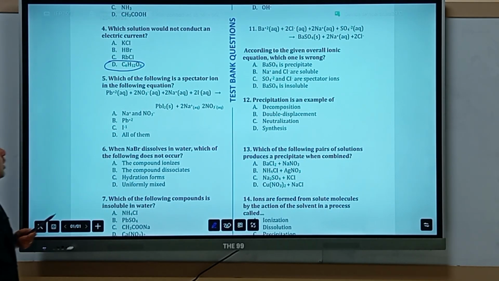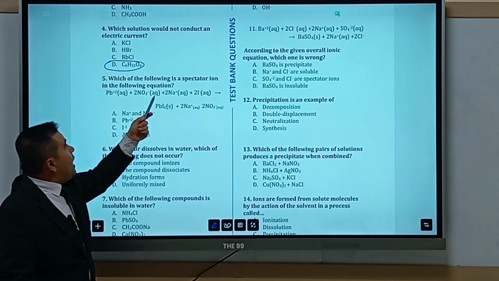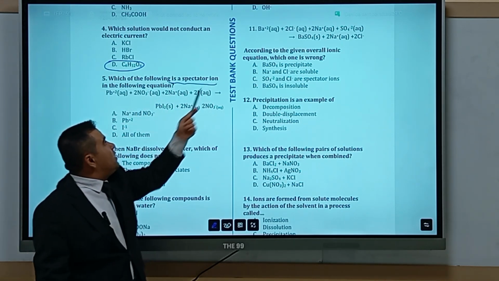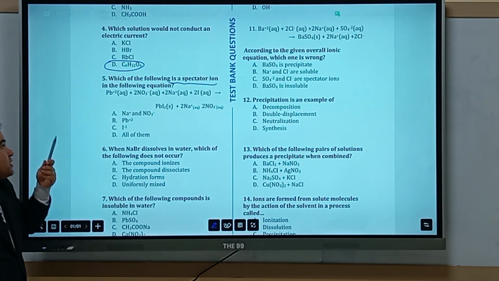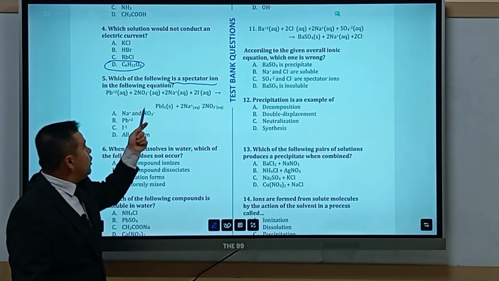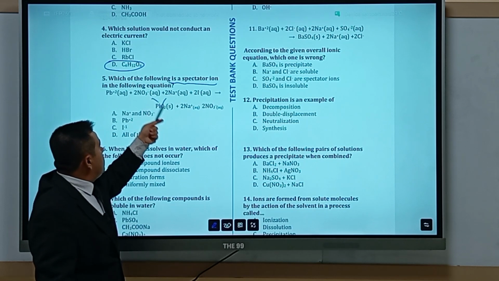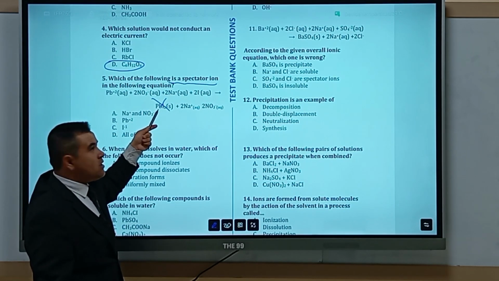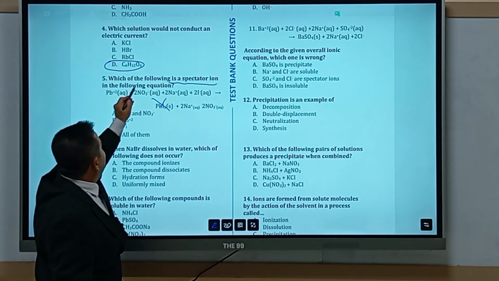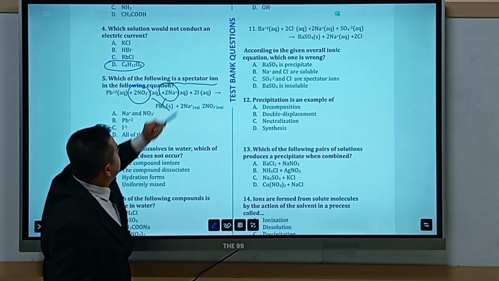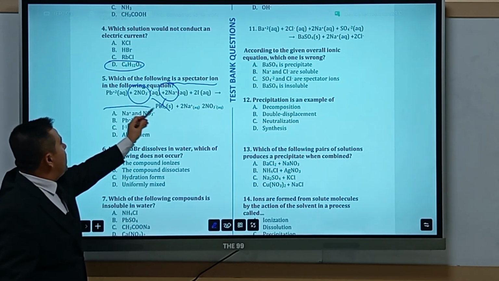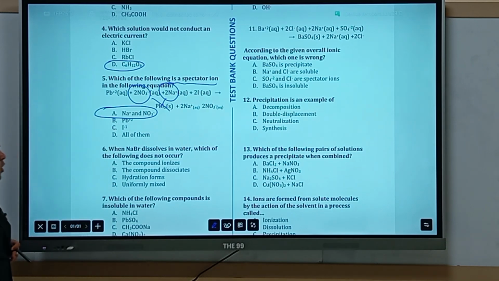electric current. Which of the following is a spectator ion? The spectator ions are those ions which appear on both sides of the equation without any change. So PbI2 is the net product, and nitrate and Na are the spectators. So A is the correct answer.